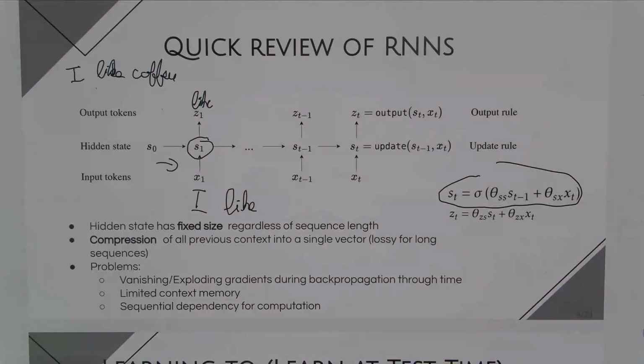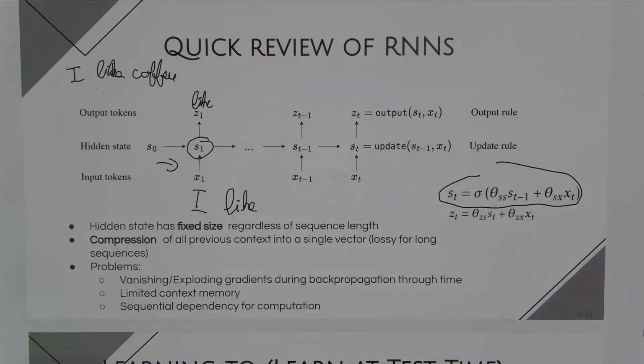And there's also a sequential dependency. That means you need to compute every single hidden state before the one you're currently at. So it's kind of a win-loss: on one side you win the fact that this is a fixed size hidden state and a fixed size computation every time, and on the other side, you just need to compute a lot if you have really long sequences.